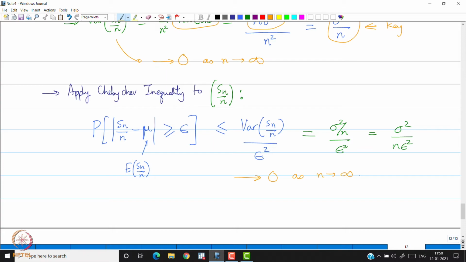As you keep taking more and more observations, you find that the sample average Sn by n, i.e., the sample average, takes values close to mu, right, for large n, in most instances of having these n trials. That is the meaning of this probability.